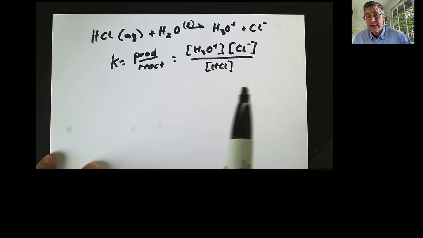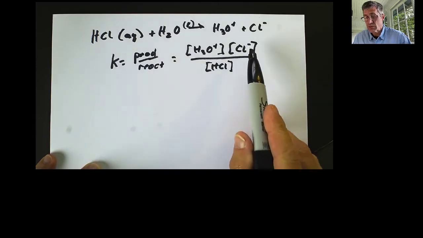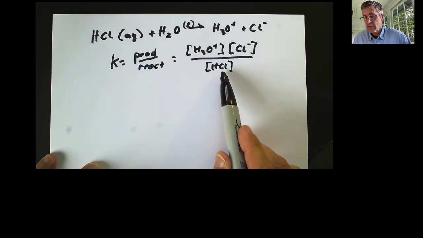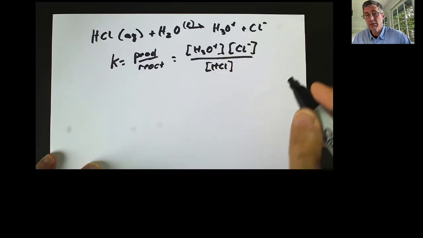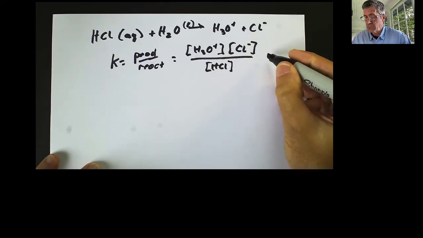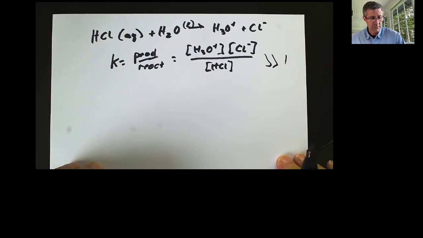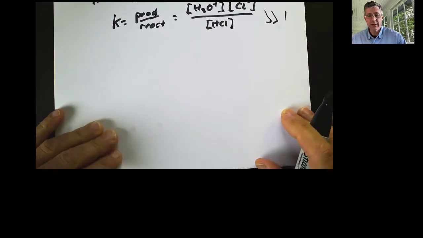In this case, I expect this to dissociate entirely. So I'm going to end up having a lot of product and very little reactant. So I'm going to have a K value which is very large, much greater than 1. This is for a strong acid, and I can do this for any strong acid.